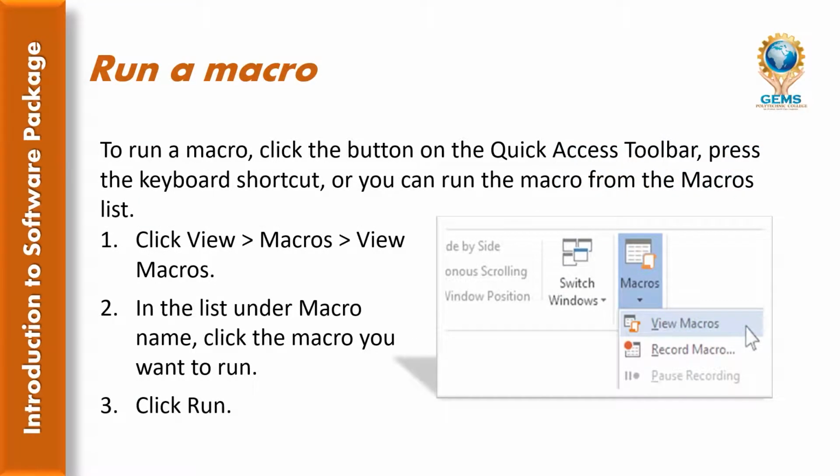Now we are going to see how to run a macro. This image shows how to run a macro. To run a macro, click the button on the quick access toolbar, press the keyboard shortcut, or you can run the macro from the macros list. First you have to click the view tab from the menu toolbar and click macro. There is a drop down menu. From the drop down menu you can select view macros. In the list under macro name, you can click the macro you want to run. Finally you can click run.